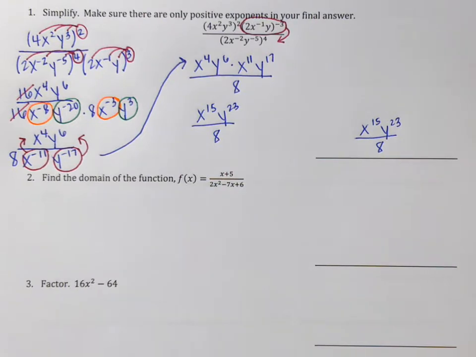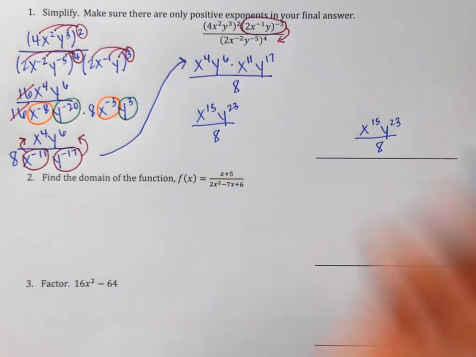Okay, so for number 2, it says find the domain of the function. Remember, to find the domain of a rational function, and that's a rational function because there's a variable in the denominator, we're finding our excluded values. The excluded values are any x value that makes the denominator 0. So what we want to do is figure out what x values make the denominator 0 and solve for that.